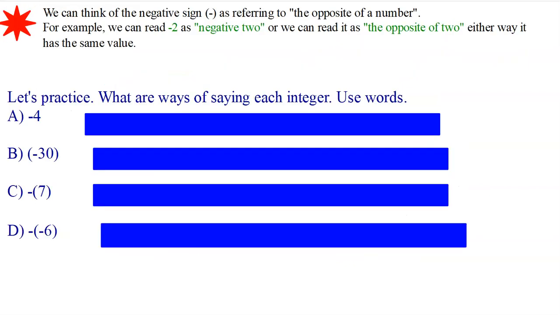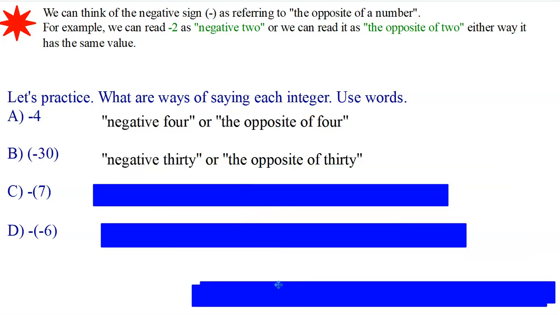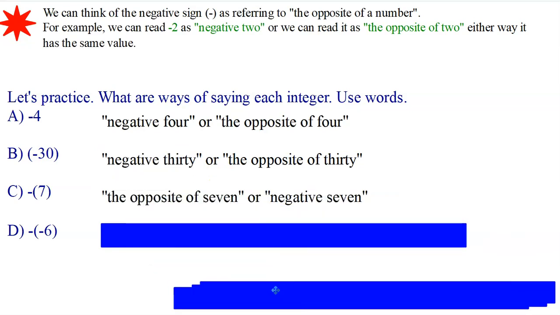Okay. Now I'm going to talk to you about how you say negatives, right? We don't usually say the minus in front of it anymore. We say a negative. So this is how you use words to say that number. You say that it's either negative 4 or the opposite of 4. For B, it's negative 30 or the opposite of 30. And for C, it's the opposite of 7 or negative 7. Notice that I just turned around the negative and the opposite. It doesn't really matter which one you say.